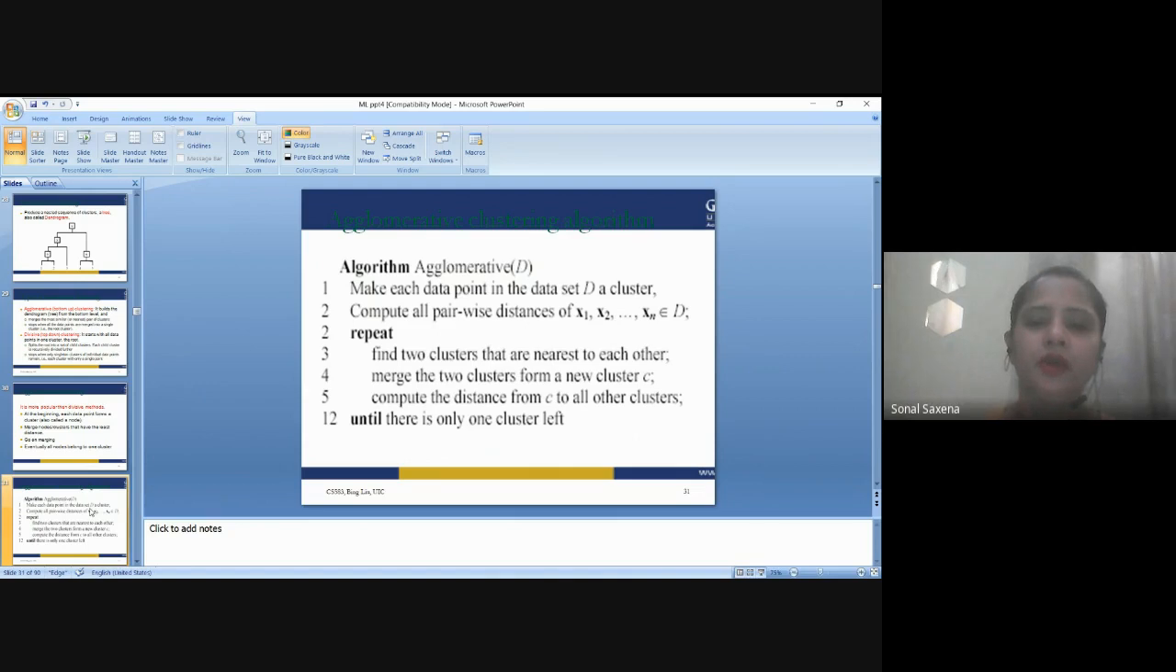Now see the algorithm for agglomerative clustering here. Make each data point in the data set D a cluster. This is the first point. Then we have to compute all pairwise distances. Obviously, we need to compute the distances to see whichever pair has the lowest distance. They both belong to the same cluster, and we need to repeat. What do we repeat? We find the two clusters that are nearest to each other, and merge the two clusters to form a new cluster. Then every time we compute the distance from the new cluster C to all the other clusters until there is only a single cluster. So this is a very simple algorithm that you can implement very easily, and you can apply clustering in that case.